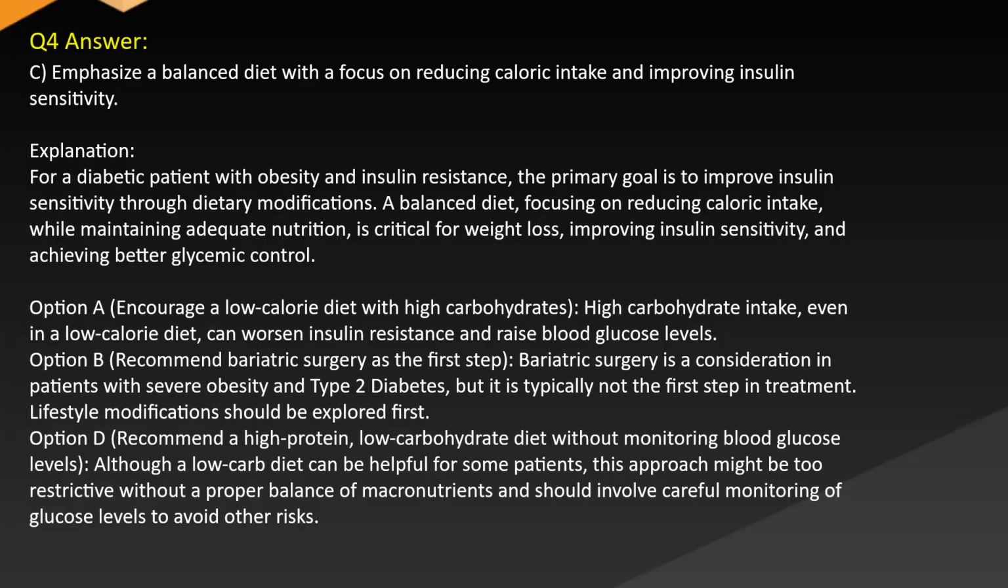Option A. Encourage a low-calorie diet with high carbohydrates. High carbohydrate intake, even in a low-calorie diet, can worsen insulin resistance and raise blood glucose levels. Option B. Recommend bariatric surgery as the first step. Bariatric surgery is a consideration in patients with severe obesity and type 2 diabetes, but it is typically not the first step in treatment. Lifestyle modifications should be explored first.